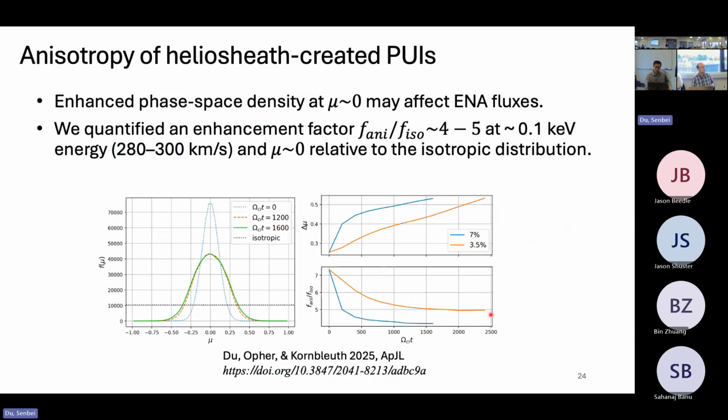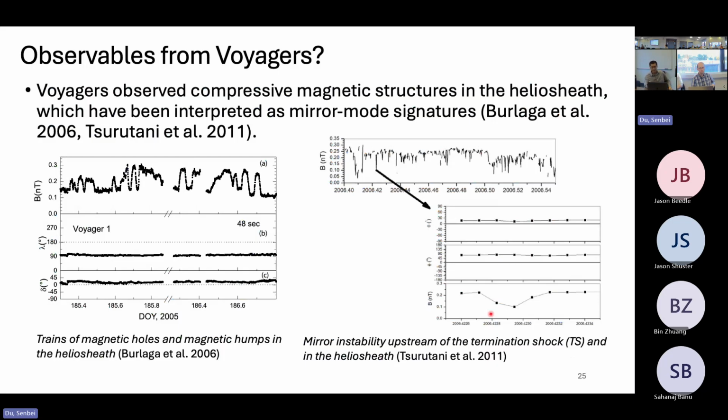And so these are still kind of theoretical, but there is observational evidence for that. So Voyager did observe some compressive magnetic structures, and that's been reported before. These are magnetic bumps or holes in these cases, so these are compressible structures with change in the magnetic field magnitude, but not much change in the direction.